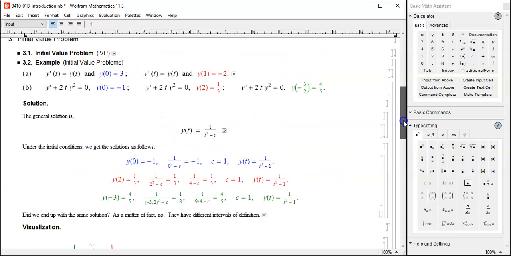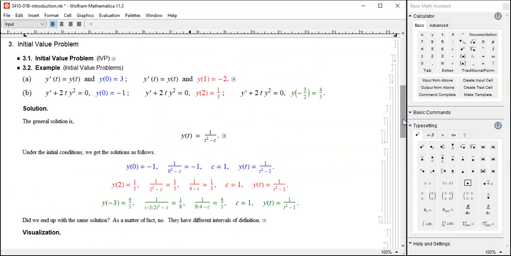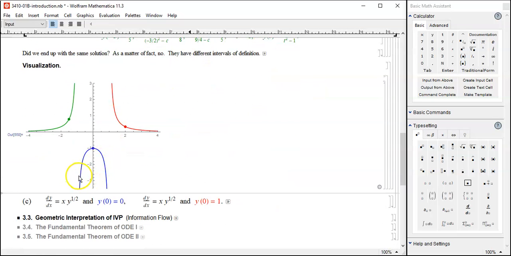Okay. Now these two singularities divide the number line in 3 pieces. And those 3 pieces are unrelated to each other. And blue initial condition here corresponds to the interval in the middle, negative 1 to positive 1.